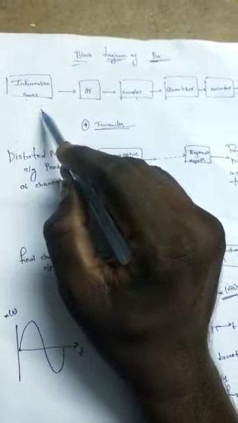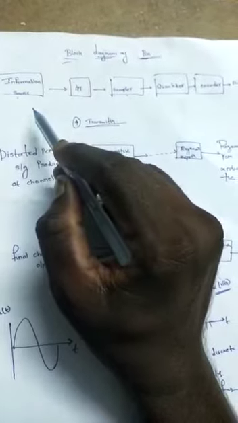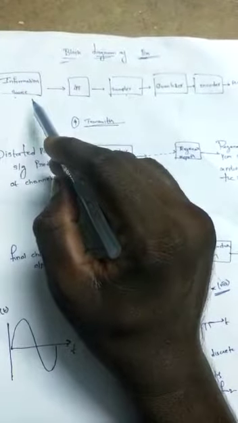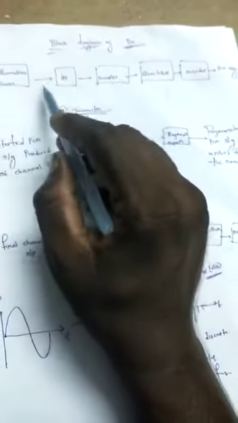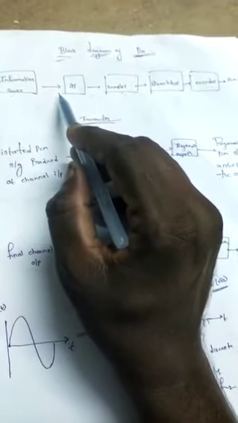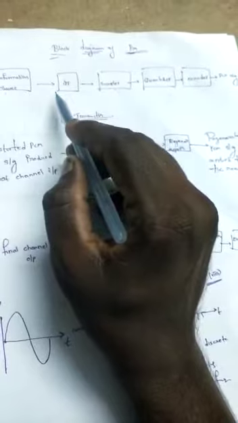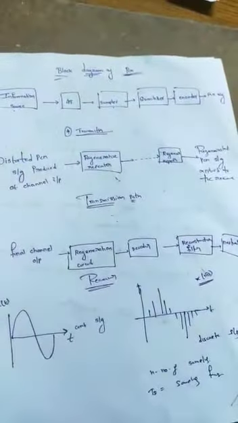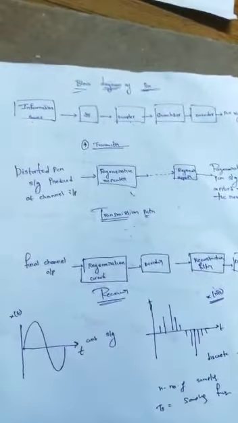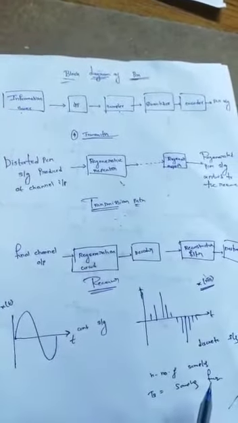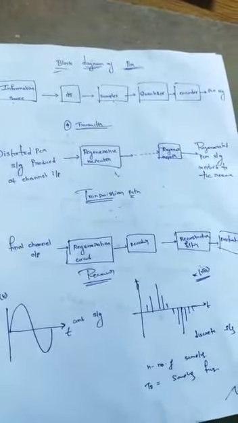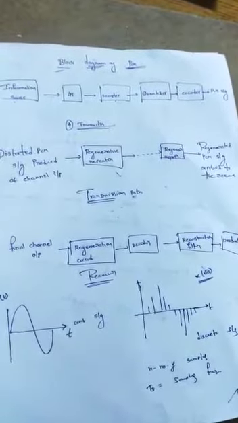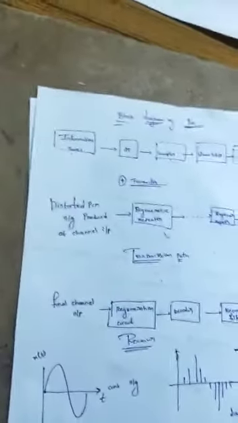We know that the information may be voice or image, that is an analog signal. This signal is first passed through a low pass filter, which allows only low frequency signals. Why? Because our message signal is always a low frequency signal. The low frequency signal coming from the LPF is then passed through the sampler.